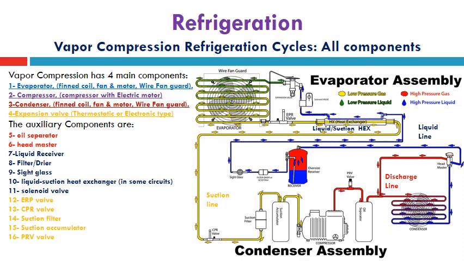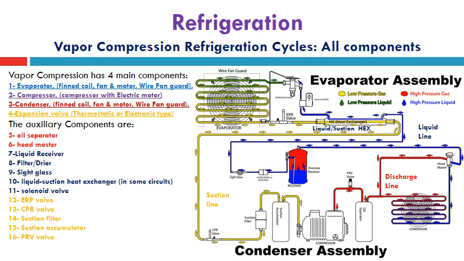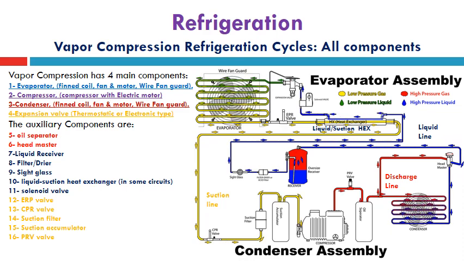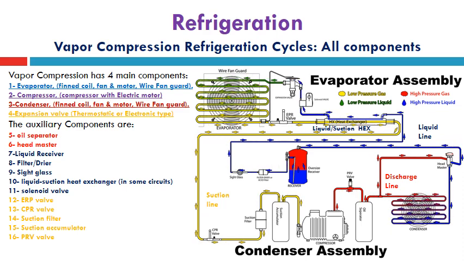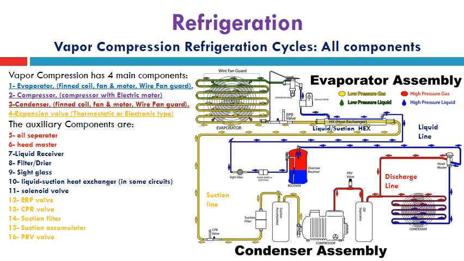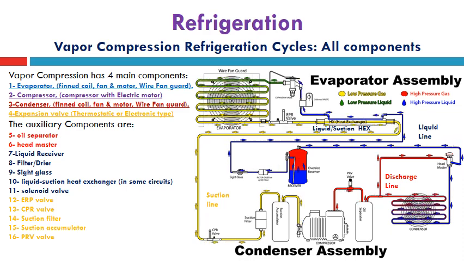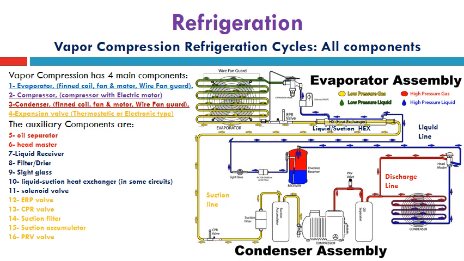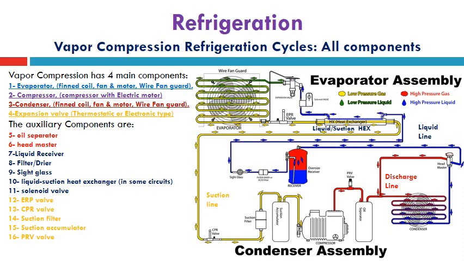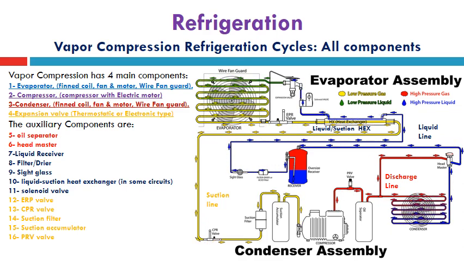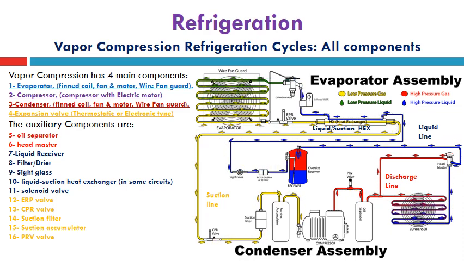This slide presents all the components, consisting of the main components and the special components which may be required to complete the vapor compression function. The main components listed here from number 1 to number 4, evaporator, compressor, condenser, and expansion valve, have been discussed in previous slides. Now we will discuss the function of the auxiliary or special components which must be included inside an actual vapor compression cycle to complete its work correctly. They are listed in this slide, starting from number 5 to number 16.